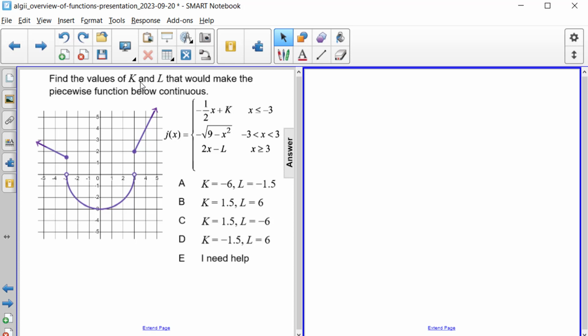Find the values of k and L that would make the piecewise function below, in this graph, continuous. We have that j of x is equal to negative 1/2 x plus k for x values that are less than or equal to negative 3.